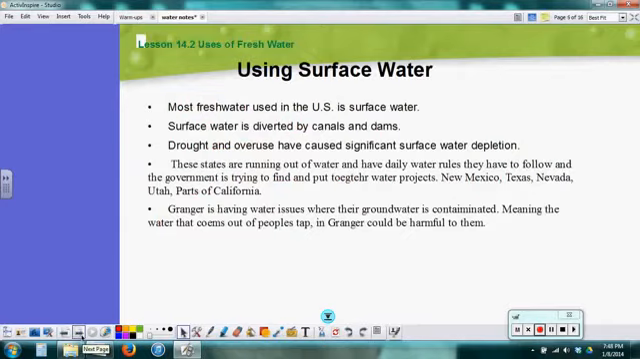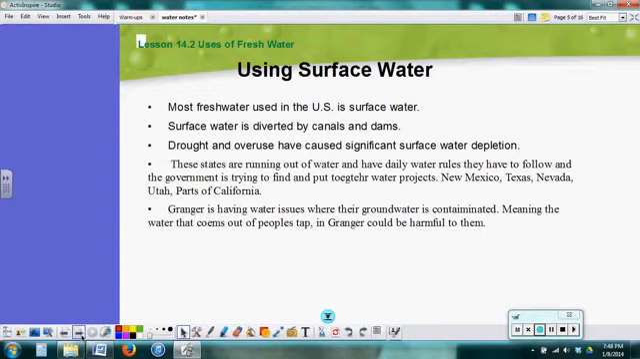All right, you don't have to write anything on this slide. I just wanted to talk about using surface water. This is what we use for our fresh water. It's surface water. We use the water basin here from the St. Joe River. I had looked that up. Granger actually uses the groundwater that's in that area.